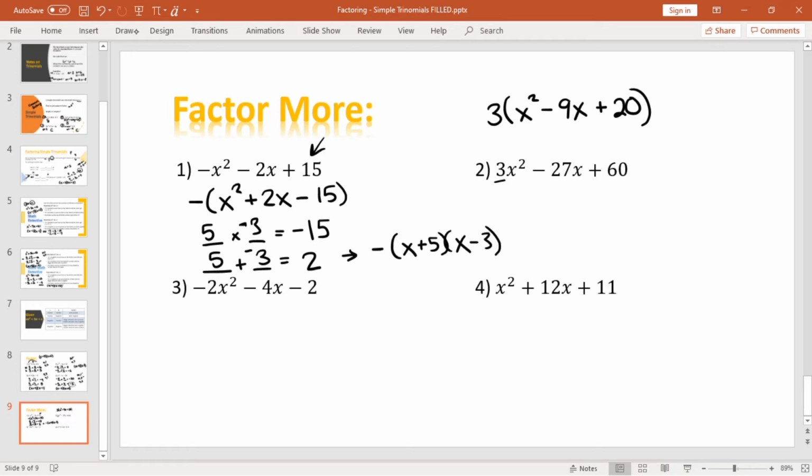So looking around before I start, I'm going to have something times something equal positive 20. And those same two factors must add to negative 9. I know they're both going to be negative because they made a positive number. So 20 factors, once again, 20 and 1, add to 21, 10 and 2, add to 12, 4 and 5, add to 9. Those are my factors. And because 9 was negative, I need them both to be negative. So my final answer for this one, don't forget to write that 3 in front.